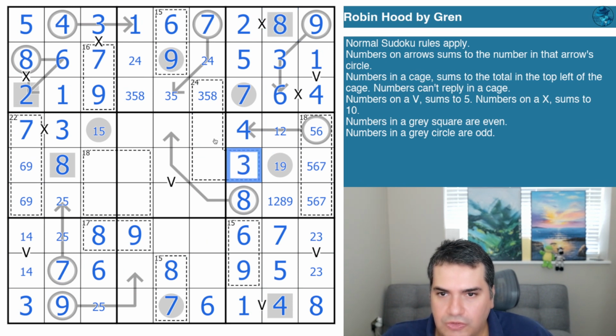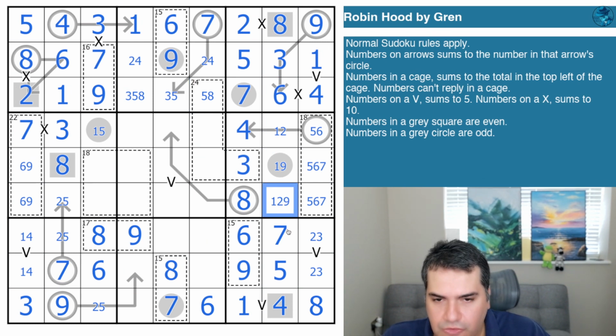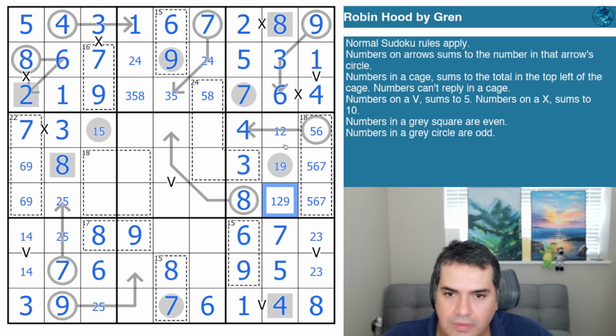This 2 gives us a 3 in here. These have to be unique. That's not a 3. That's not an 8. So this is from 1, 2, and 9. Of course, this is still unresolved. Remarkable.